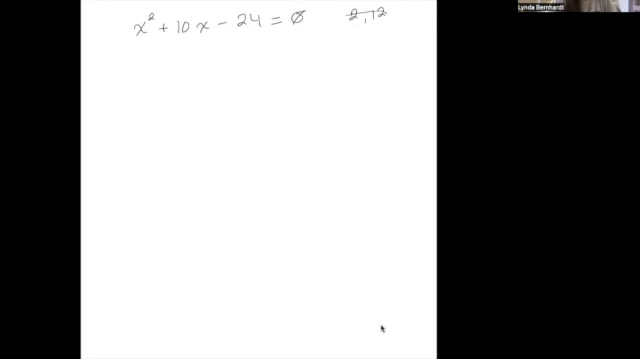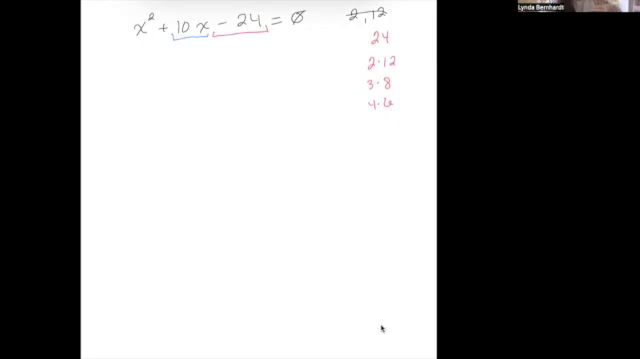Now, watch. First things first, I'm going to do different colors. We have to figure out what multiplied together gives you the negative 24. First, we're just going to look at 24. So we have 2 times 12, 3 times 8, and 4 times 6. These numbers also have to add up to the 10.